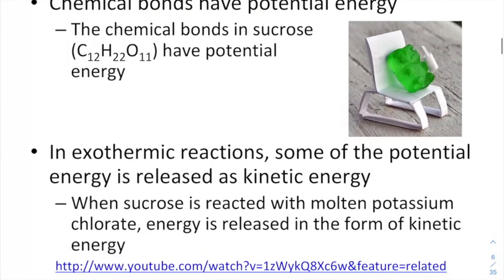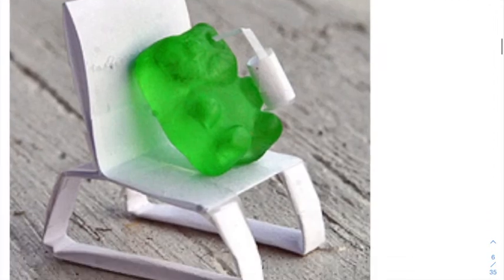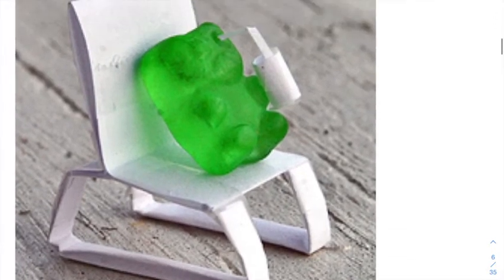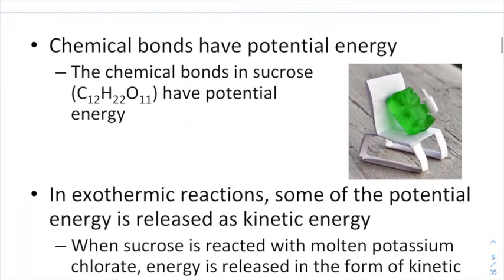All right, so our chemical bonds all have potential energy in them. And that is evidenced by our dear friend before he met his untimely death, our gummy bear friend. So what we saw way back when on that first day is that when the gummy bear interacted with that molten potassium chlorate, that heat that we saw, and we did see some sparks flying and some smoke indicating heat. We saw light coming off. All of that was energy being released. That was all kinetic energy.